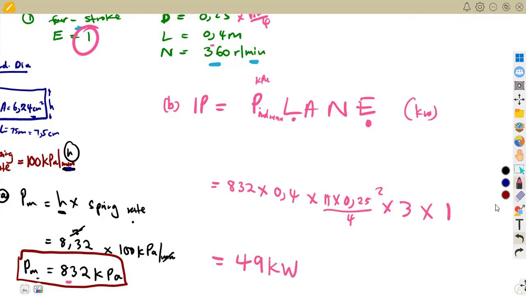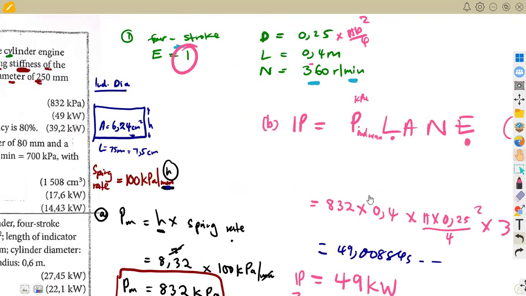I'm just going to take it as a whole number, guys. But it was actually something like 49.008845 if you wanted 3 decimal places. Okay, that's our indicated power. So that is how we play around with this information. So let's see another one.